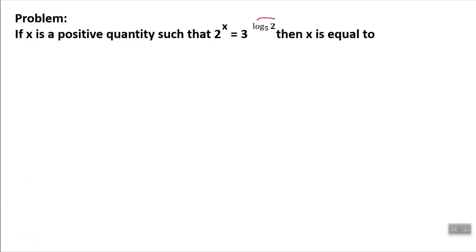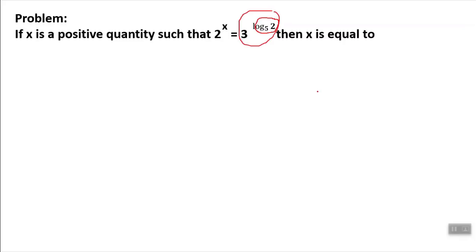this log of 2 to the base 5 is just a number, and therefore this 3 to some number is also a number. If you had a scientific calculator with you, you would have been able to calculate this and therefore find out the value of x. But we do not have a scientific calculator. So what can we do?